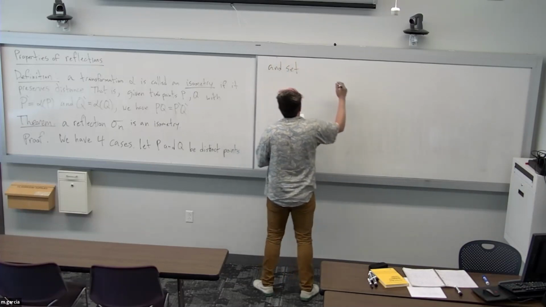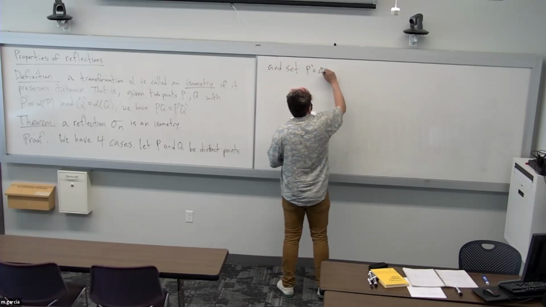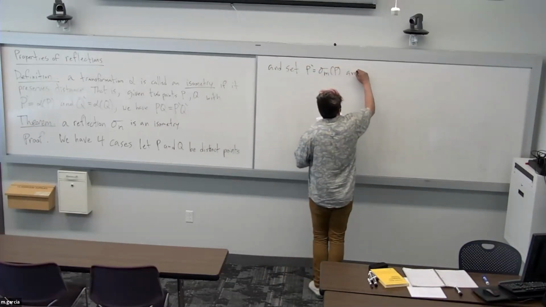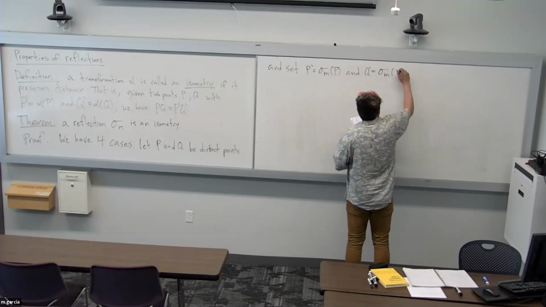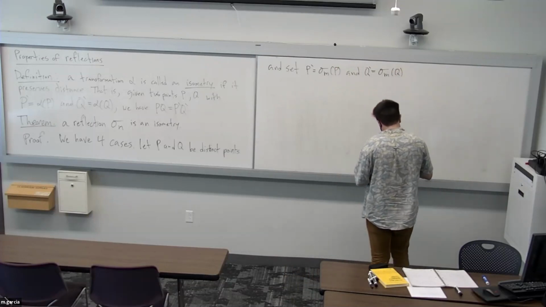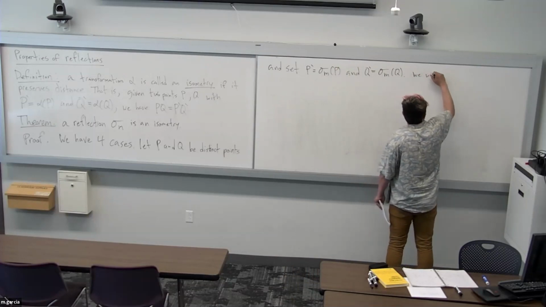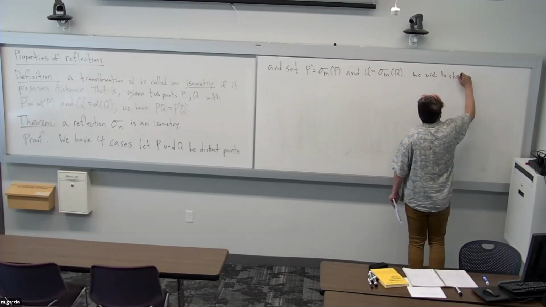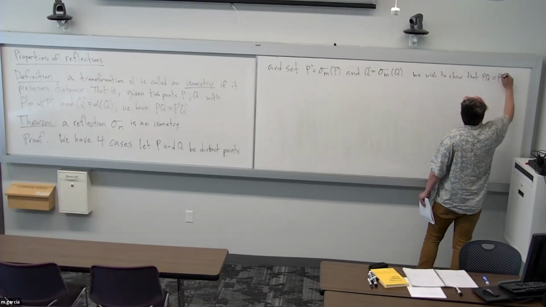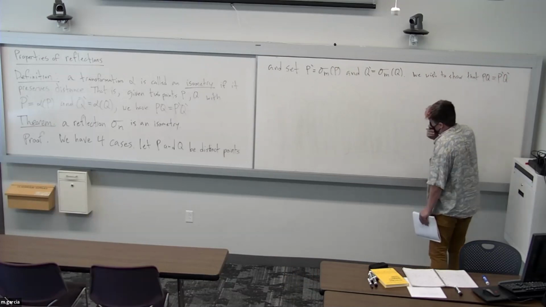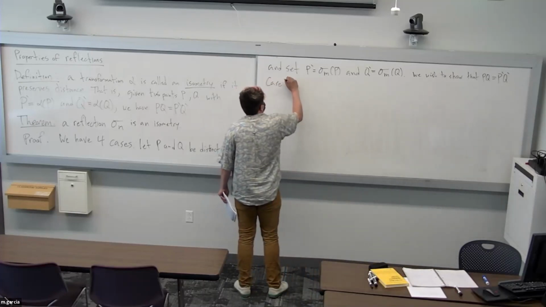And just as in the definition of isometry, let's set P prime equal to sigma sub M of P, and Q prime equal to sigma sub M of Q. And we wish to show that the distance PQ is equal to the distance P prime Q prime. Okay, so case 1.